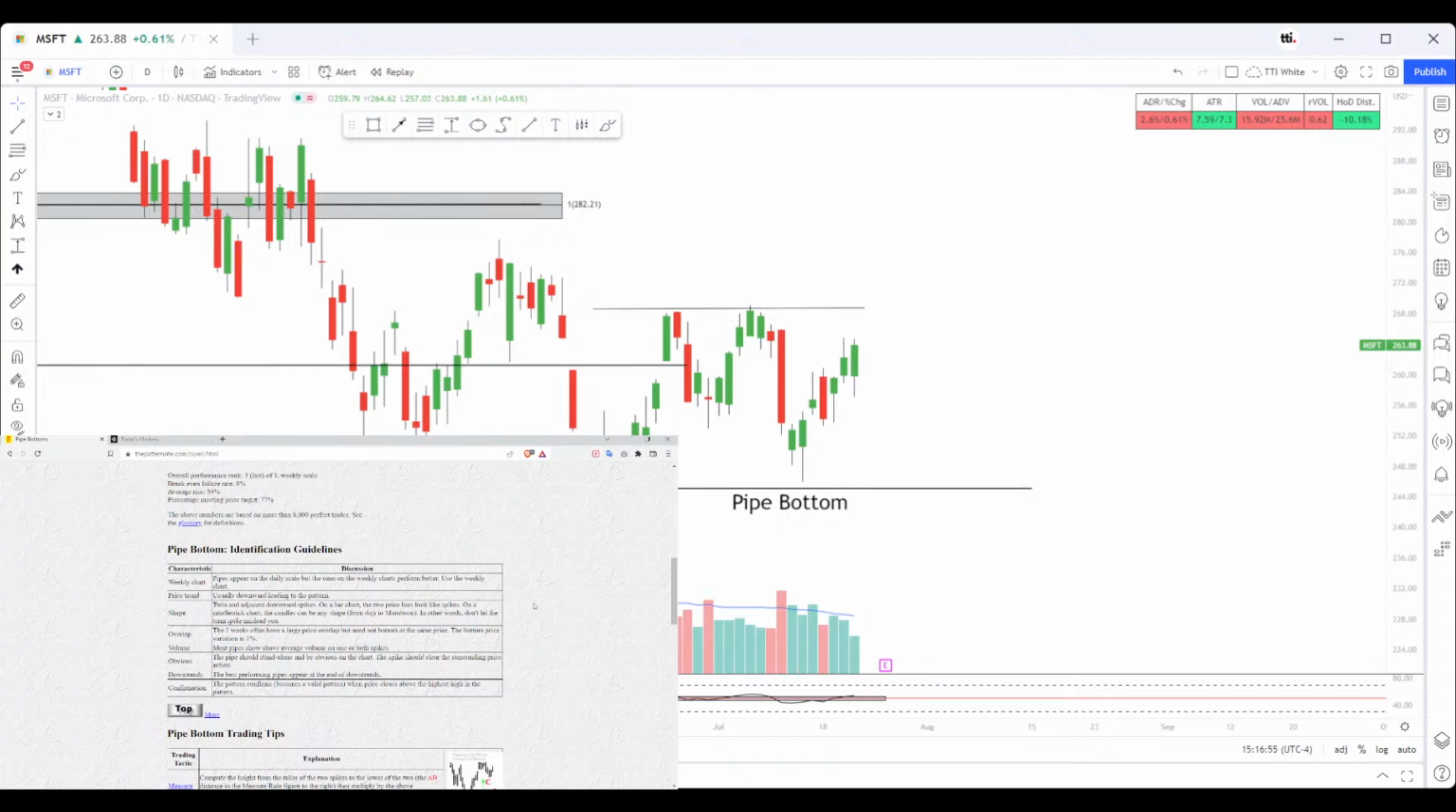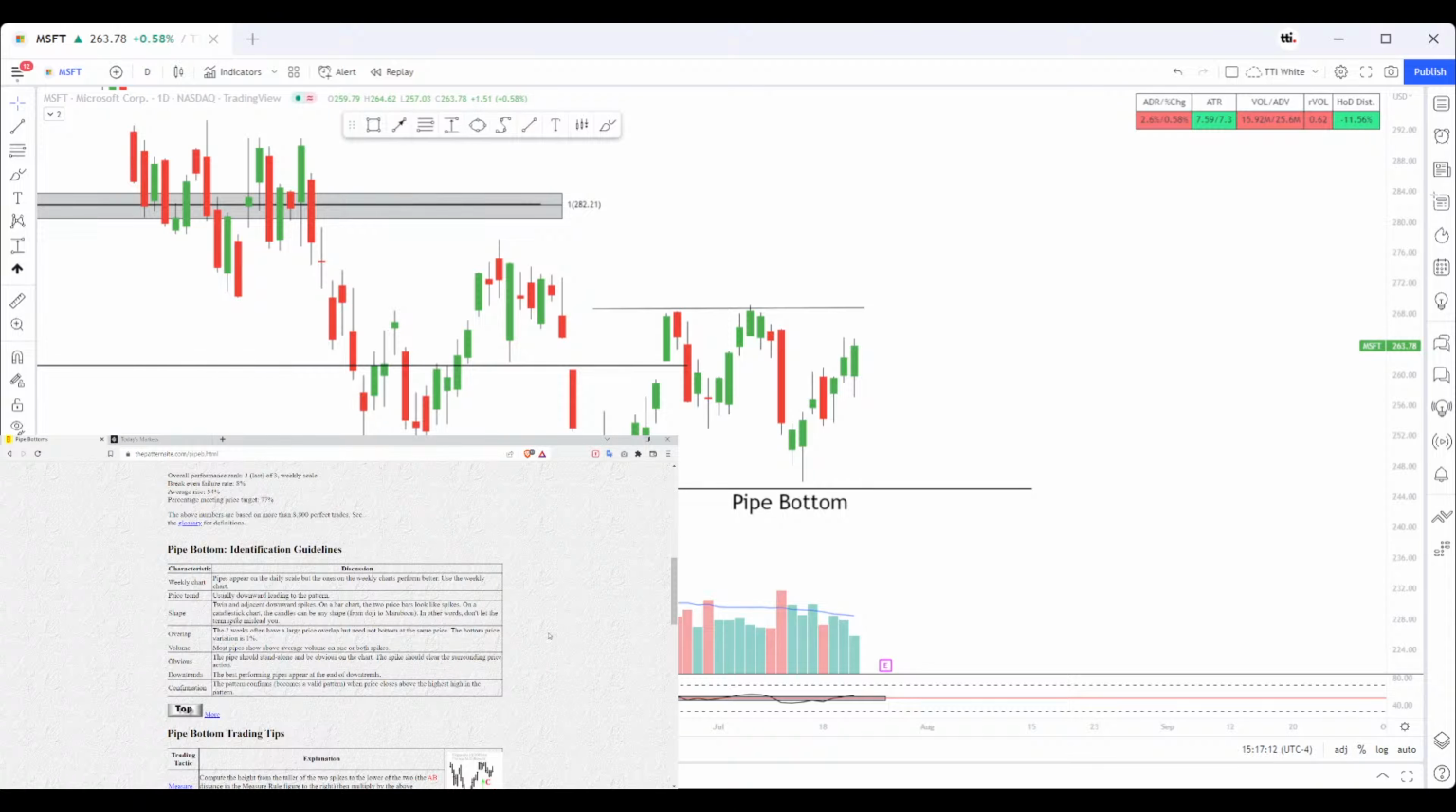He goes on to say that the 2 weeks often have a large price overlap, but need not bottom at the same price, which is what, take a look at Microsoft, they did not bottom at the same price, so that's good. Bottom price variation is 1%. Yep. Ironically, that's 0.97, so you're right there.